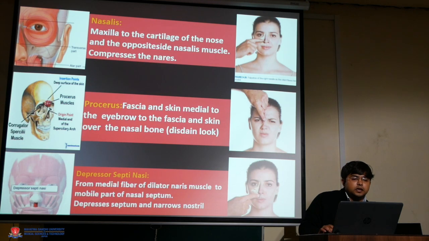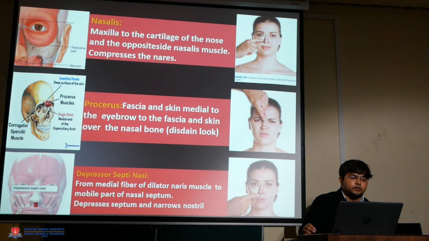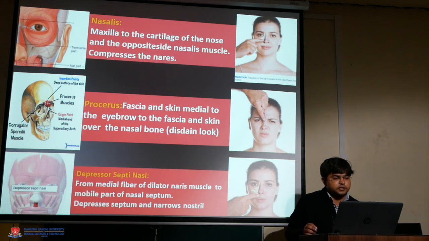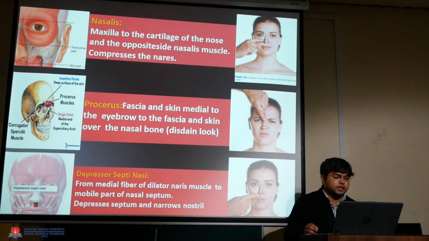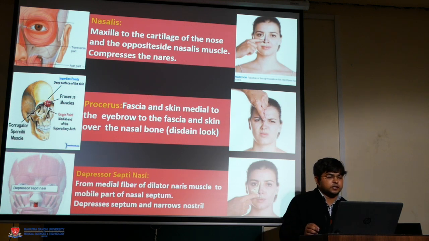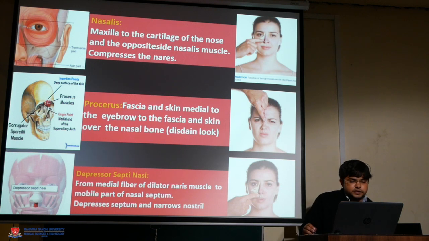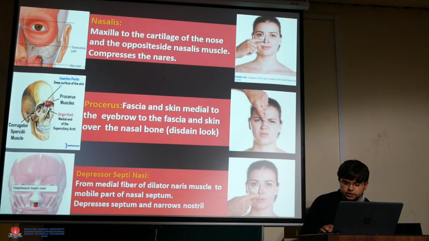The nasal group includes the nasalis muscle. This muscle originates from the maxilla to the cartilage of the nose and the opposite side of the nasalis muscle. The action of this muscle is to compress the nares. The procerus muscle originates from the fascia and skin medial to the eyebrow to the fascia and skin over the nasal bone. Its action is the distant look. Then the depressor septi muscle originates from the medial fiber of the dilator naris muscle to the mobile part of the nasal septum. The action of this muscle is to depress the septum and narrow the nostrils.